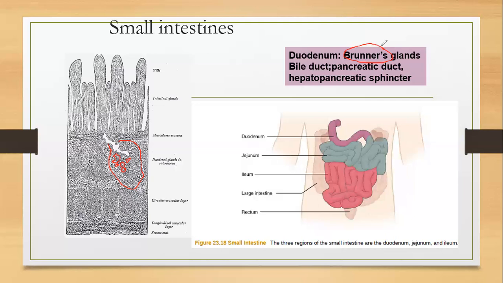So remember the location of the duodenum. It is immediately after the stomach. And therefore, all the stomach contents are acidic. They need to encounter a basic environment. So one of the functions of the duodenum is to have those Brunner's glands, which are going to release a lot of bicarbonate.